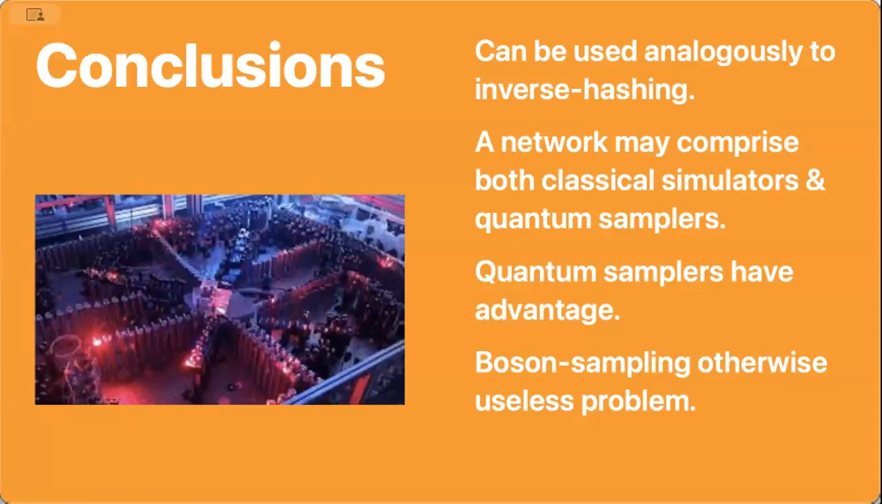So a network, when it's actually constructed, needn't just be quantum samplers. It can comprise both classical and quantum hardware, where the classical hardware is running a numerical simulator of what's going on. The quantum sampler is actually doing it and getting it much more effectively. But this is useful in allowing a transition as this technology evolves. Suppose nobody had any quantum hardware at all, we'd be able to still run this as a classical network using classical simulators instead of boson samplers.